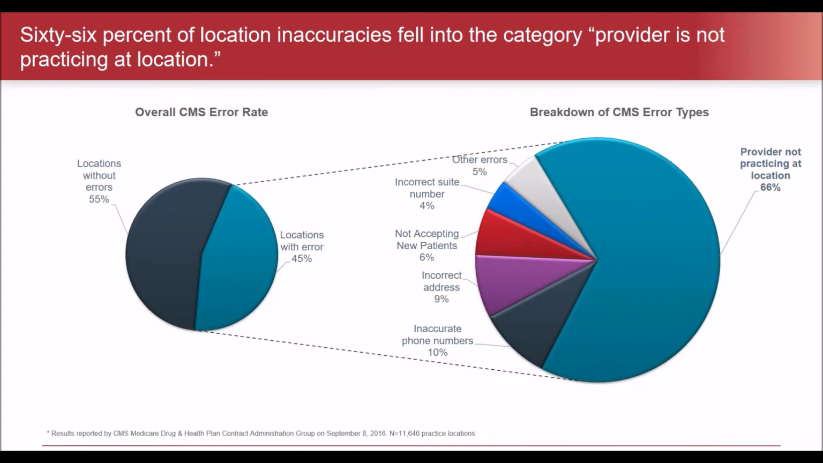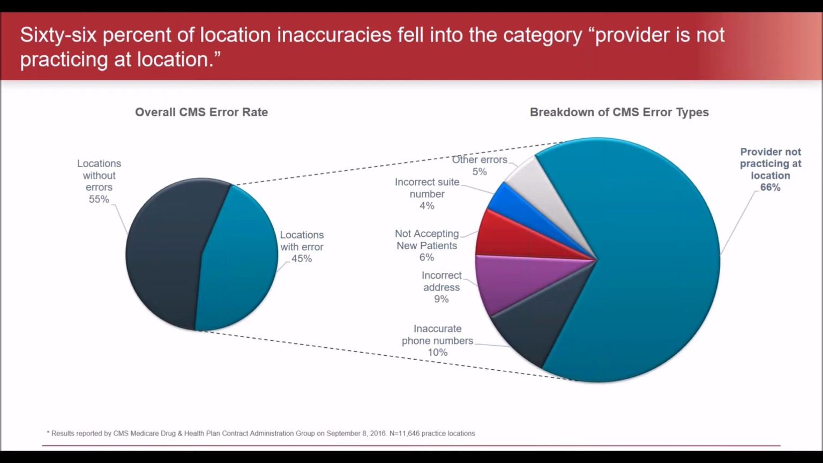So let's drill down a little bit deeper into what those inaccuracies are. I'll orient you around the graphs that you see here. On the left-hand side here, you see the overall error rate that CMS has reported. So, we'll call it 50% inaccurate. And then if you take a look at the portion of location records that are inaccurate, what you'll notice here on the right-hand side, when you drill down into how those deficiencies are broken out, the vast majority of them are provider not practicing at location.